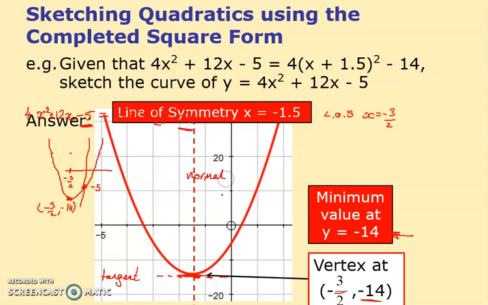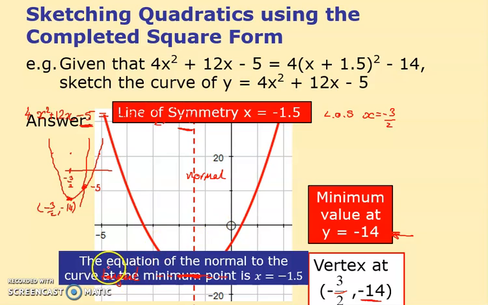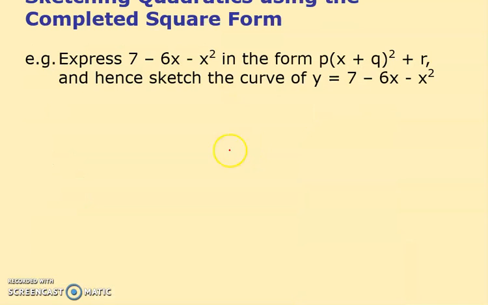It's a posh way of saying what's the line of symmetry. And the equation of the normal to the curve at the minimum point is, well, it's the line of symmetry really. X is 1.5. So be aware that there's lots of different ways of asking the same thing. This one says the same thing, by the way: sketch quadratics using completed square form.